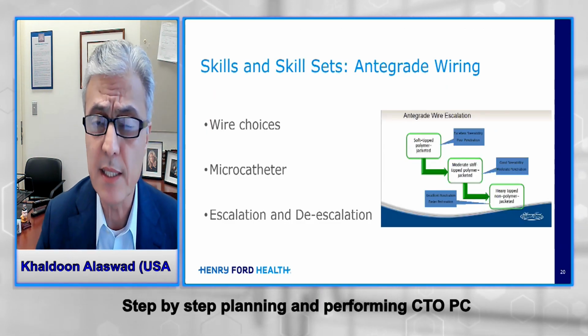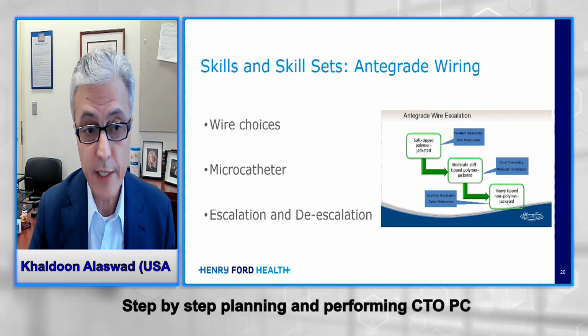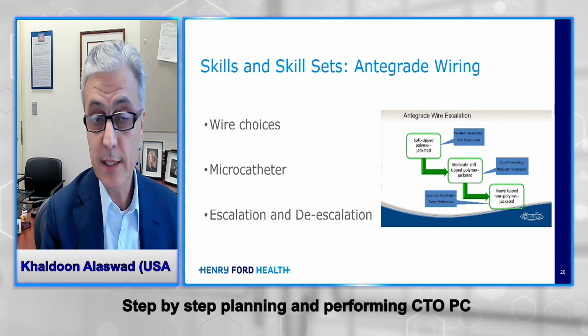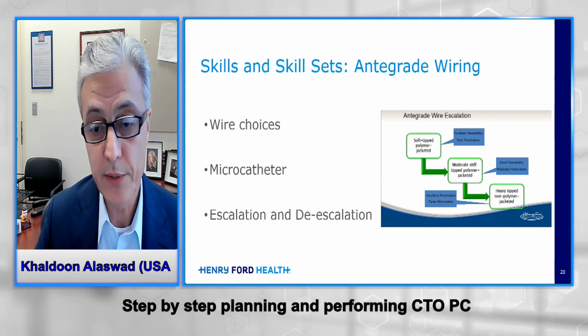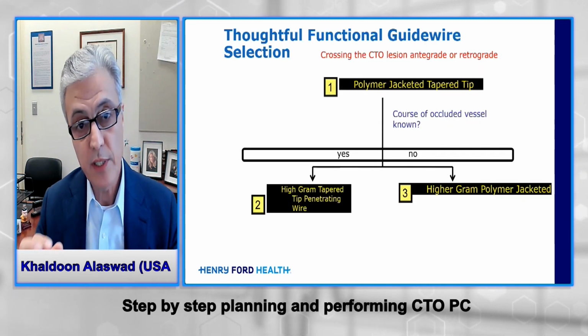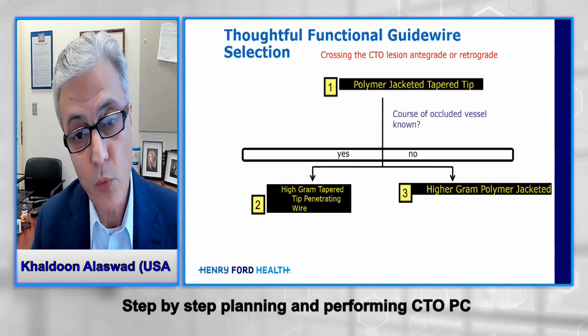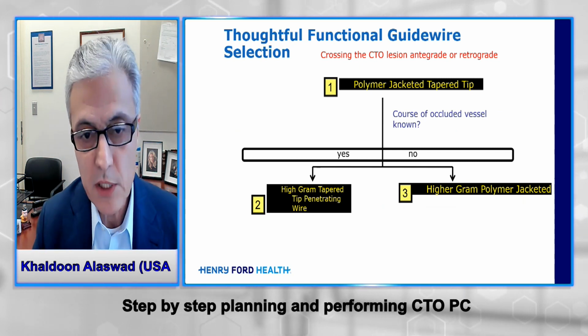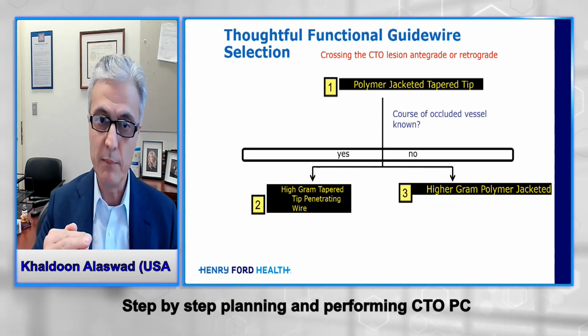So, skills and skill sets. Antegrade wiring is actually simple: wire choices, microcatheter, and escalation. Salman talked about this really nicely. I won't dwell on this, but you have to think about limiting the number of wires you choose. And this is basically the general algorithm: polymer jacketed taper tip, low gram tip wire.